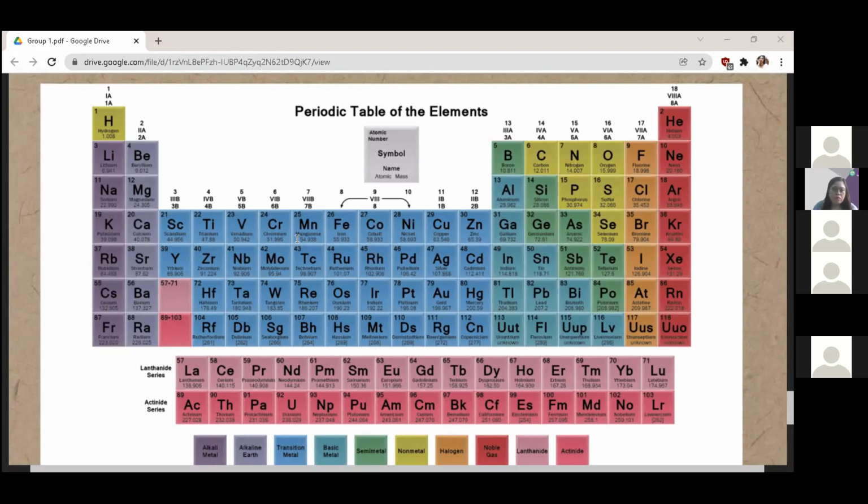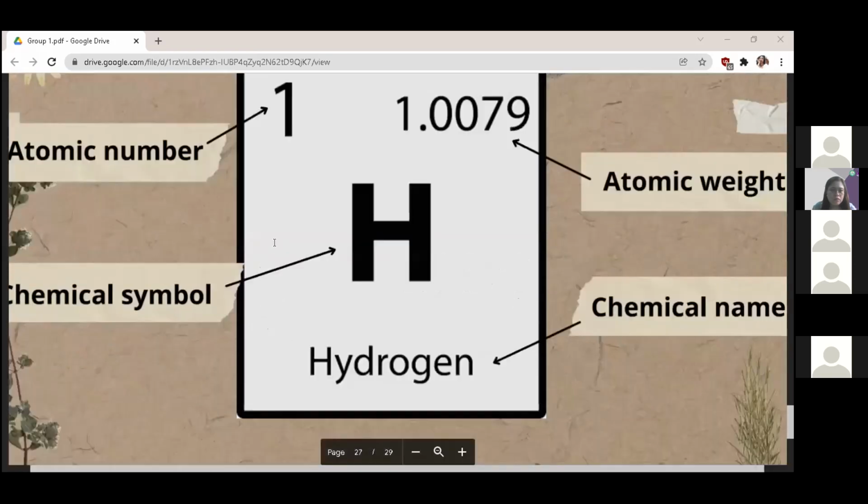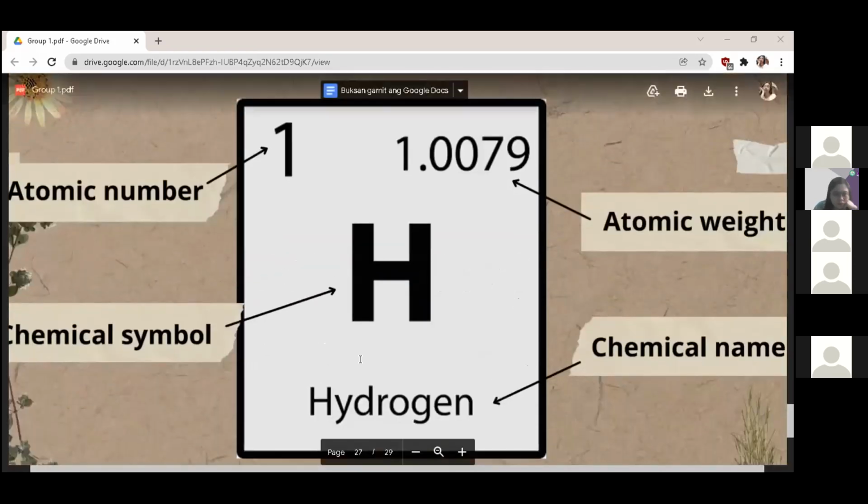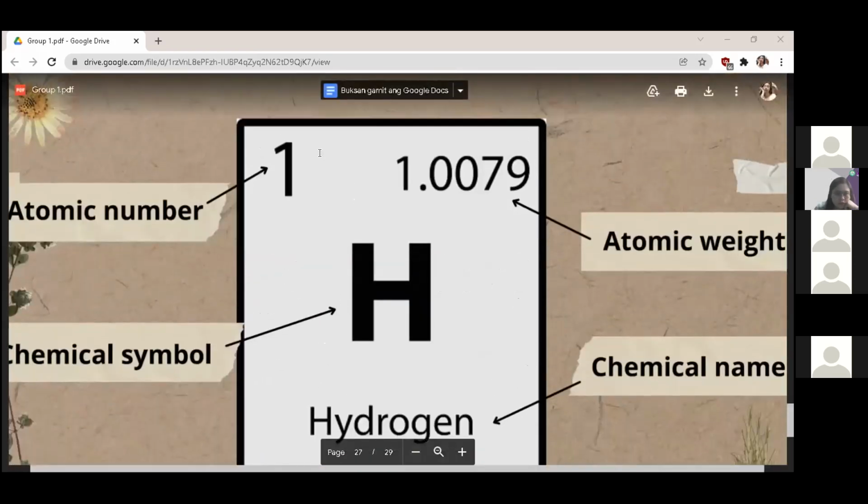The periodic table's arrangement also allows scientists to discern the trends in element properties, including electronegativity, ionization energy, and atomic radius. So, this is the sample.